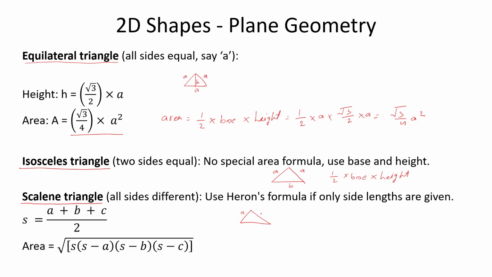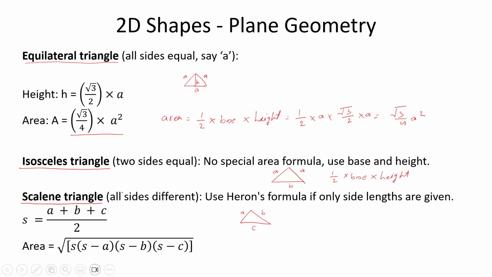So this side is A. Let's say this side is B. This side is C. So here you can see that in this type of triangle, A, B and C, all lengths are different. Now, to calculate the area for such a triangle, this is the formula: square root of S into (S minus A)(S minus B)(S minus C), where A, B, C are the sides of the triangle. What is S? S is (A plus B plus C) by 2.